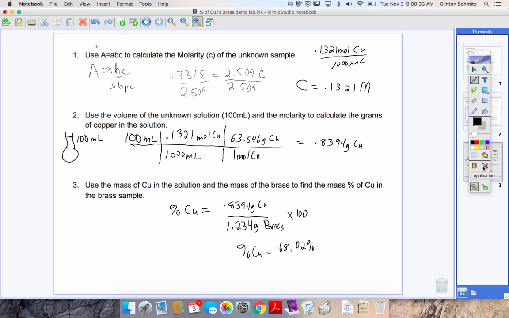To clean up, pour the stuff down the drain and rinse it out with a lot of water. There is a little extra acid, although it's been diluted quite a bit in the 100 milliliter flask, so be careful with that. That's it.